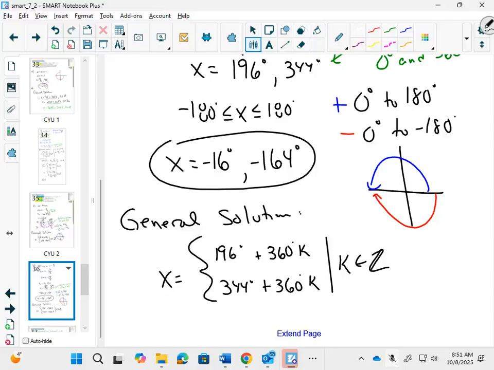You can circle questions 6 and 7 for practice.